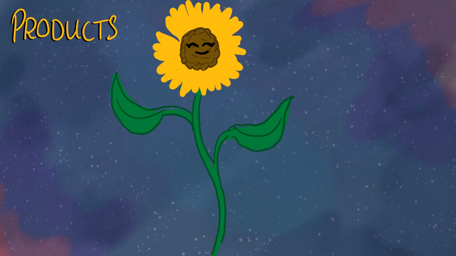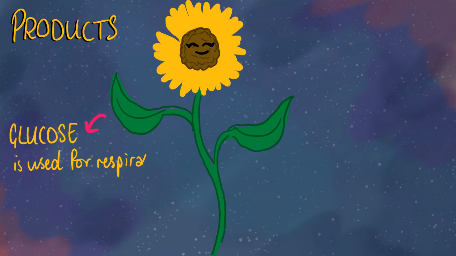Okay, the products of photosynthesis. So this is what is made by the reaction of photosynthesis. So glucose is made, and it's used for respiration in the plants. So in year 8, we learnt about respiration, and that happens in humans, but it also happens in plants too, okay? It happens in anything that is living. So glucose is used for respiration in the plant. It's also used for other things, but we will come on to that in a later lesson.